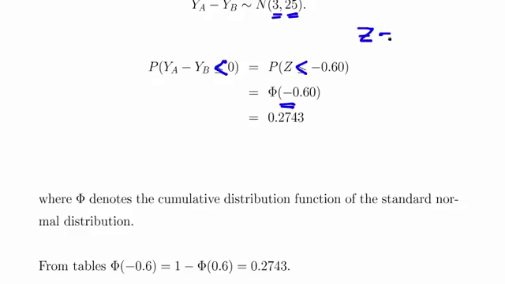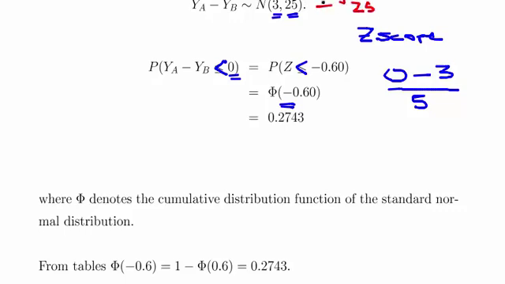So this is the Z score. Hopefully you should be familiar with Z scores at this stage. Here 0 is the observation that we're assessing the probability of, the mean mu is 3, all over the standard deviation, which is 5, the square root of 25. A little bit of revision there on Z scores. So the Z score is 0 minus 3 over 5, minus 0.60.